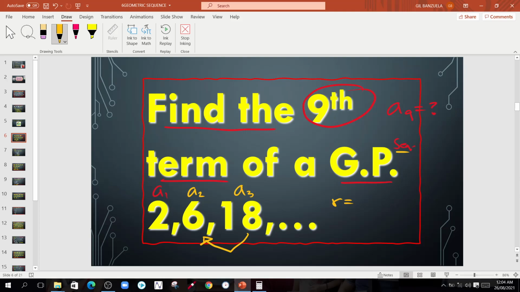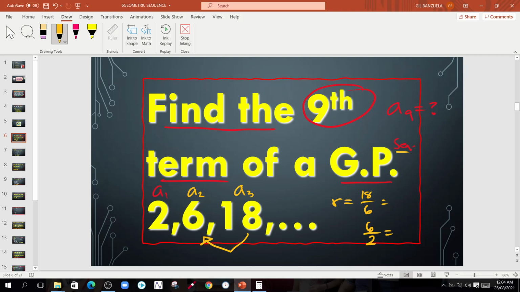Ang gagawin natin, magdi-divide tayo. So, 18 divided by 6. And 6 divided by 2. Yan yung mga sasagutin natin. So, para makuha natin at makita natin kung may common ratio talaga. Hindi natin pwedeng i-assume agad na may common ratio. So, we have to look at it.